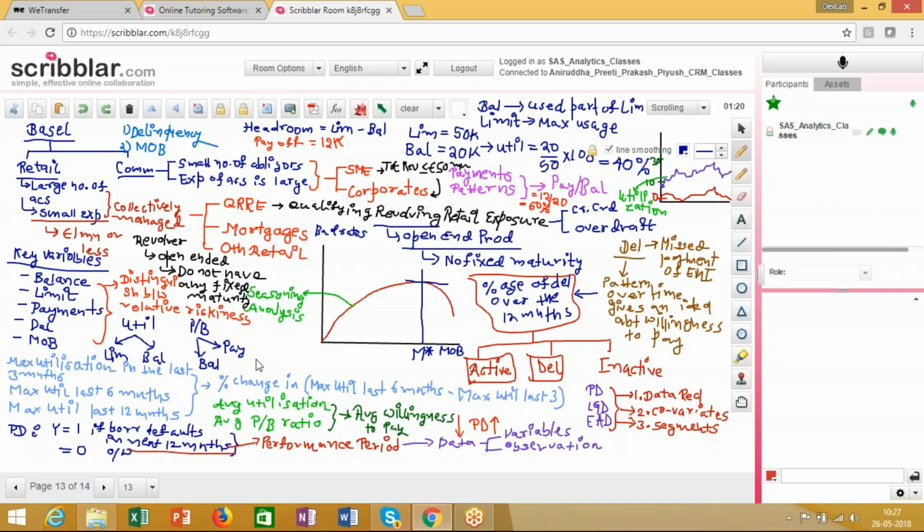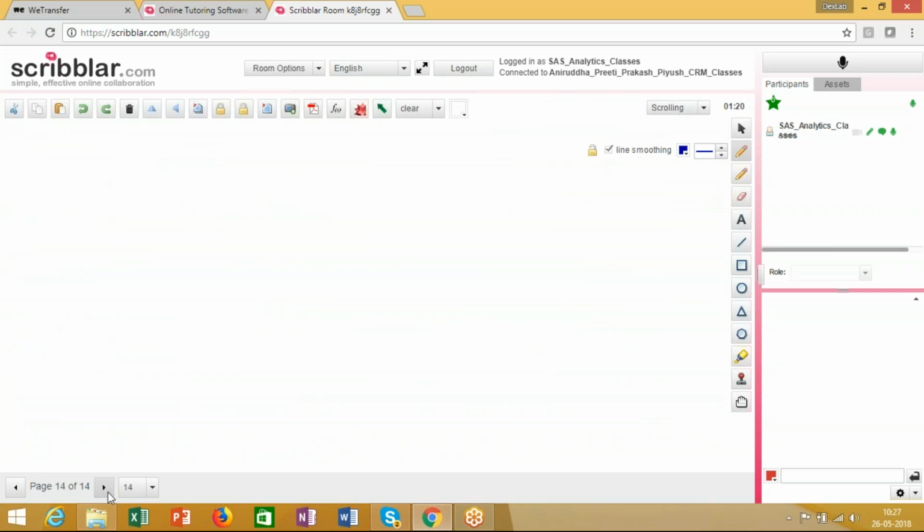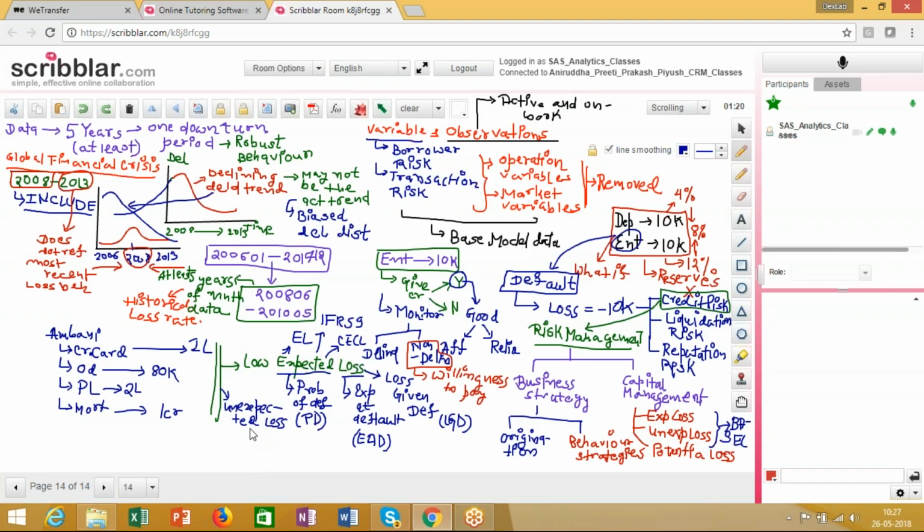Now, if you think about these PD, LGD, EAD models, we are developing this for different accounts, right? So if you consider the example of Mr. Ambani that I gave, you would see that we are talking about different products, right? So we are talking about a credit card product.